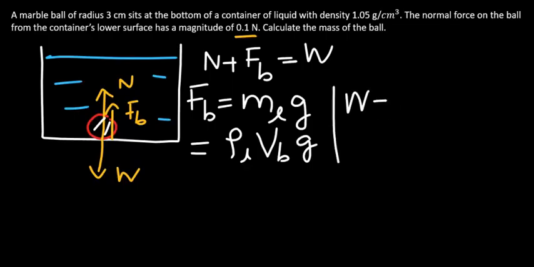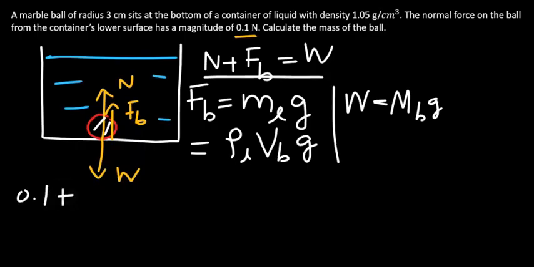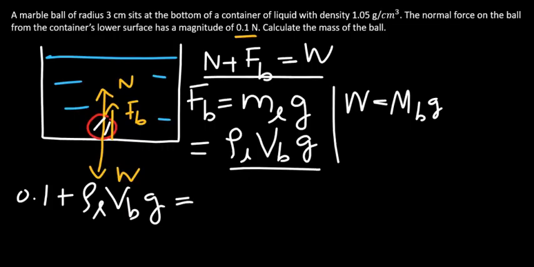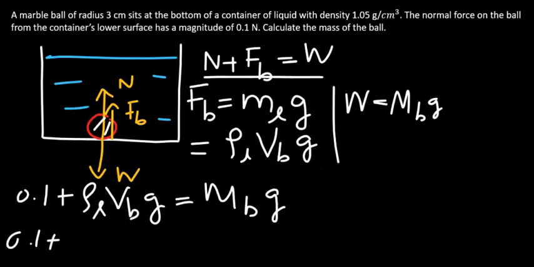Now let's calculate the weight of that ball. The weight of the ball equals the mass of the ball times gravitational acceleration g. This is what we want to determine. So putting everything together in this equation, N is 0.1 Newton plus the buoyant force equals that, the density of the liquid, the volume of the ball times 9.81 equals W, which is the mass of the ball we want to determine times 9.81. It becomes 0.1 plus the density of the liquid is that. Let's be careful with the unit conversion.